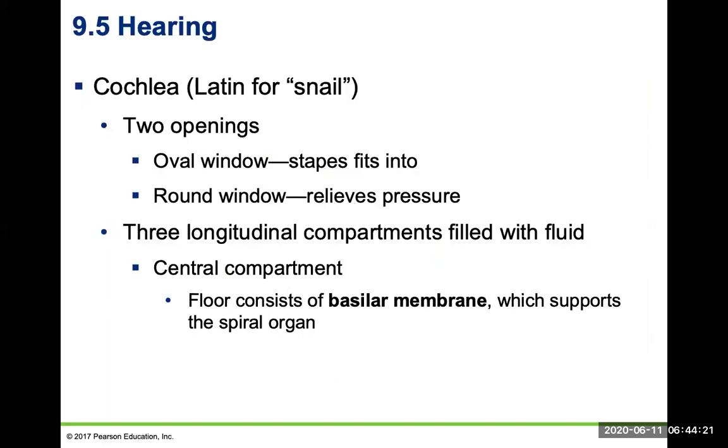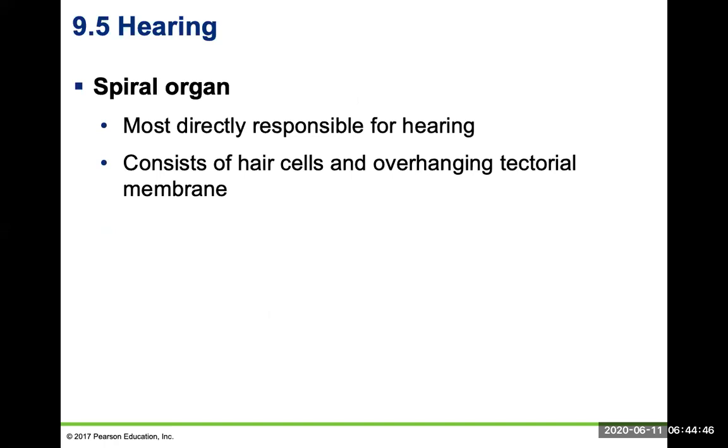The cochlea looks like a snail. It has two openings: the oval window, which is what the stapes fits into and transmits those sound waves into fluid waves, and the round window, which relieves pressure. There's three longitudinal compartments filled with fluid within the cochlea if we were to unravel it. The central compartment consists of the basilar membrane, and the spiral organ is the organ most directly responsible for hearing, and it consists of teeny tiny hair cells that will bend into an overhanging tectorial membrane.